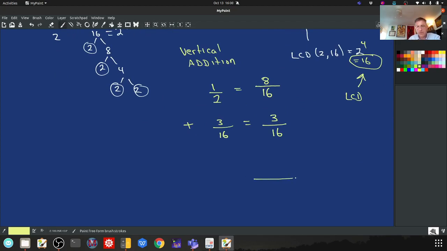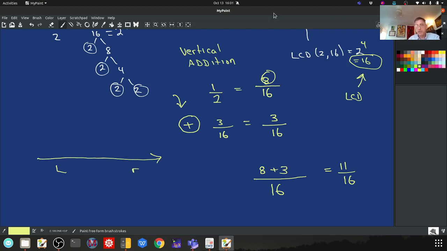Our final result is going to be over our LCD, and we add our top numerator and our bottom numerator. Why do we add them? Because that's what it tells us to do right here. So we get 11/16. This is called vertical addition. We're going to be doing pretty much the same thing, except writing things vertically takes up a lot of space, and our paper is kind of made so that we write left to right.